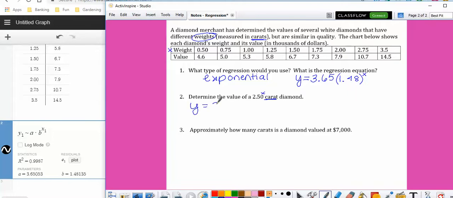Y equals 3.65 times 1.48 to the 2.5 power. Since our variable's on the other side of the equation and this is all together, we can just type it in our calculator and we get that y equals 9.73. And what was our units for value? It was thousands of dollars. $1,000.